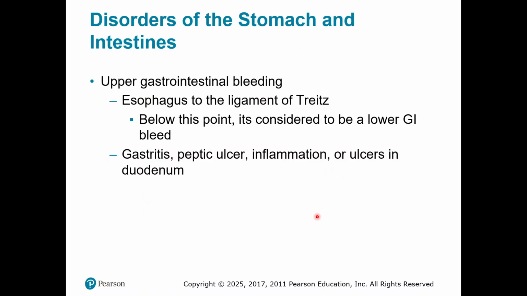Upper gastrointestinal bleeding, or upper GI bleed. This is the esophagus to the ligament of Treitz. Below this point is considered to be a lower GI bleed. We have gastric peptic ulcers, inflammation or ulcers in the duodenum. This is when normally you have somebody who's vomiting blood on an upper GI bleed.